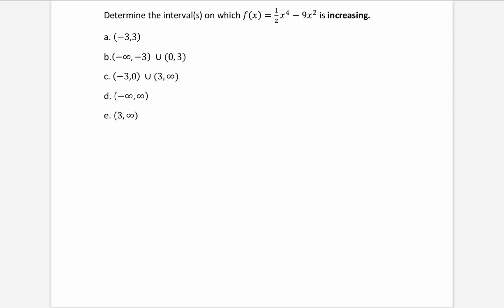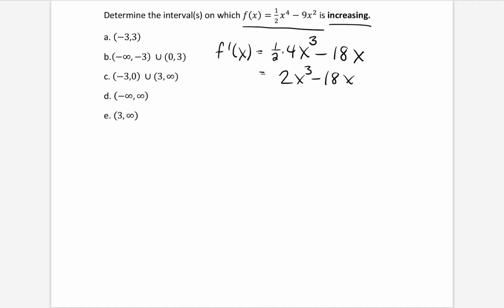We want to determine the interval or intervals on which f of x equals 1/2 x to the fourth minus 9x squared is increasing. Well, the function will be increasing when the first derivative is positive. So first let's find the first derivative. So what is f prime of x? Well, that's going to be 1/2 times 4x cubed minus 18x, which is 2x cubed minus 18x.